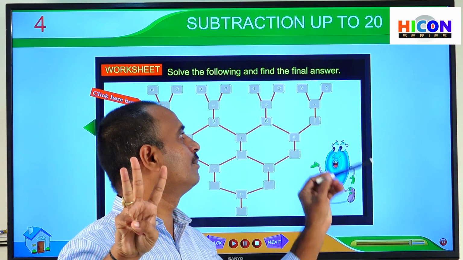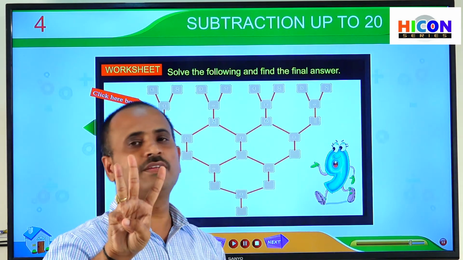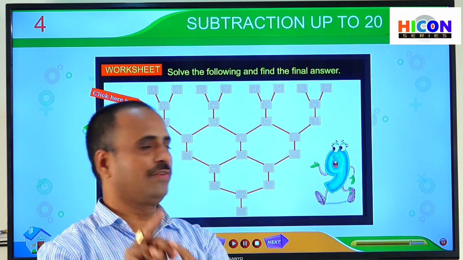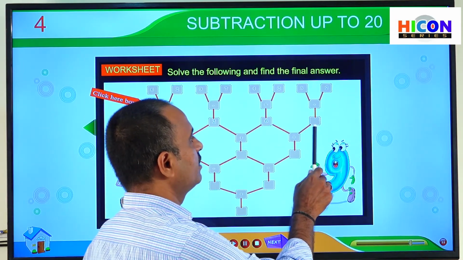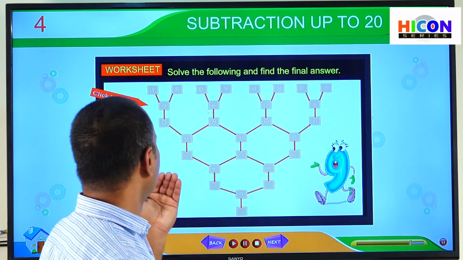And what is the second number? 2 is the second number. So close 2 fingers among these 3 fingers. So 1, 2. So children, how many fingers are left? So 1 finger is left here. So write 1 in this box. So the difference is 1. So continue this process.